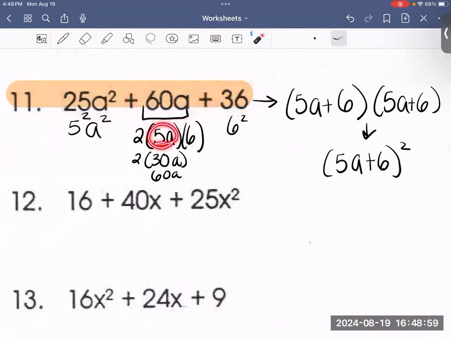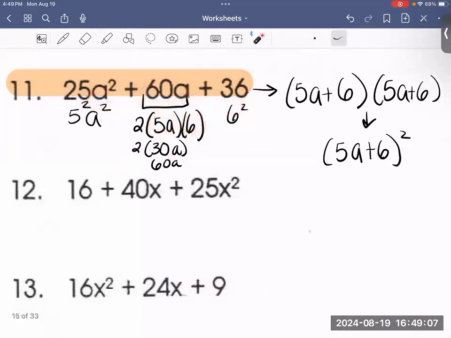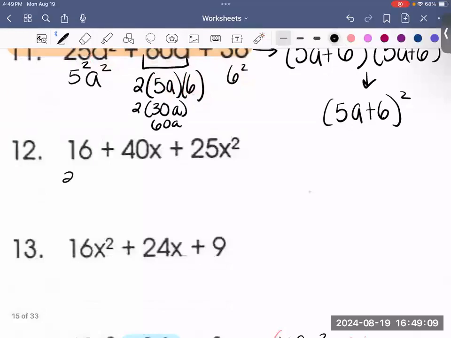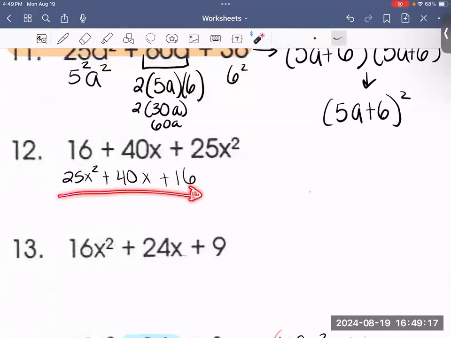So pulling out your first term, your last term, and then it is twice that amount. So if we wanted to do it again here, 25x squared plus 40x plus 16. You always want to go in descending order. It makes your life a lot easier.